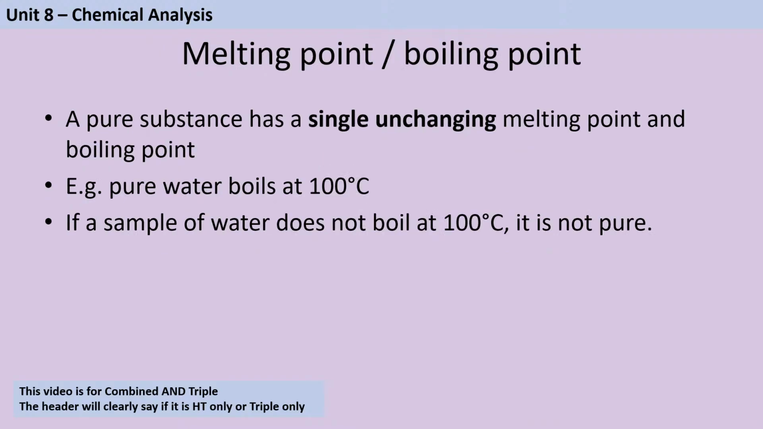So in addition to separating out mixtures into pure elements and compounds, we need to be able to prove that a substance is pure. So this is going to come back in Unit 10 when we think about the water required practical. One way we can do this is by looking at the melting or boiling point, because pure substances have a single unchanging melting and boiling point, which you can look up in a data book. So for instance, we know that pure water boils at exactly 100. So if a sample does not boil at 100, then it's not pure.